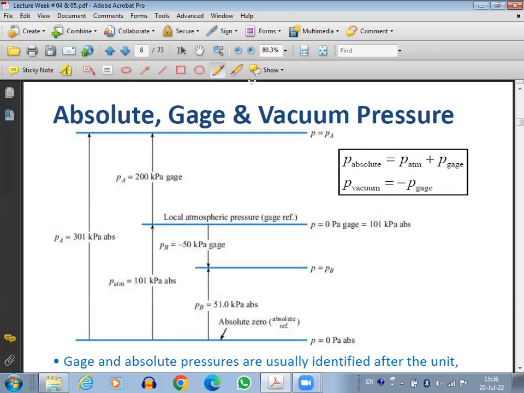Let me give you an example. Look here. Let's say this is the point of P equals 0, or P absolute equals 0, which is basically the vacuum. So this line is the vacuum line, absolute 0. Now suppose the atmospheric pressure is 101 kilopascal, so I will draw a line higher than this line, at 101 kilopascal. This will be my atmospheric pressure, P atmosphere.